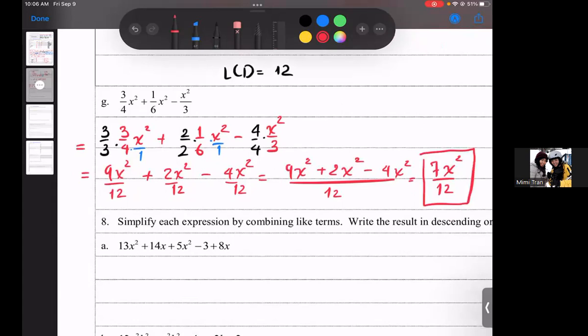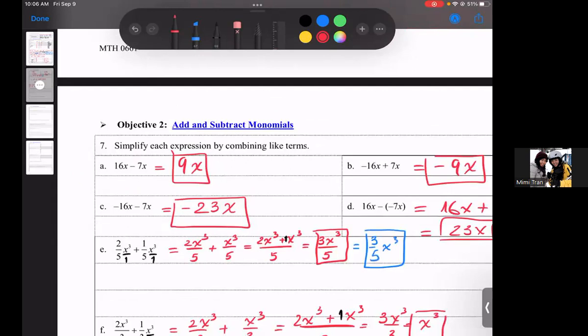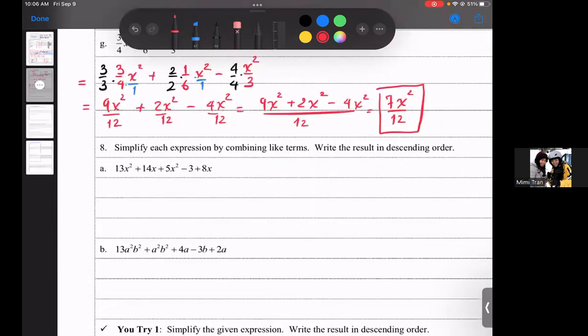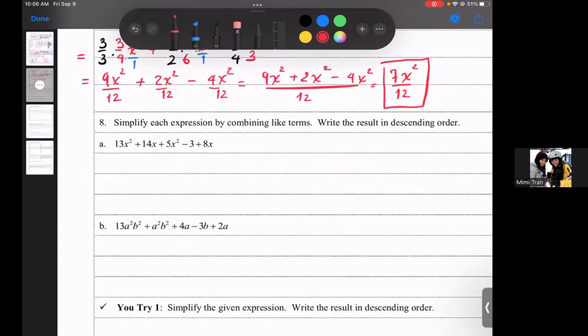Do you have any questions so far? Okay, so that's combining like terms. Let's mix and match a little bit. Simplify each expression by combining like terms. Write the result in descending order.